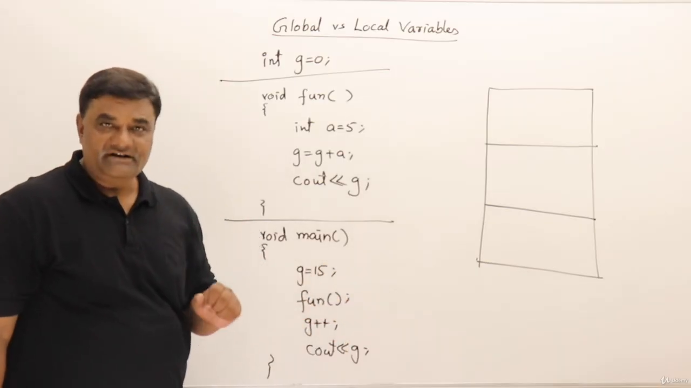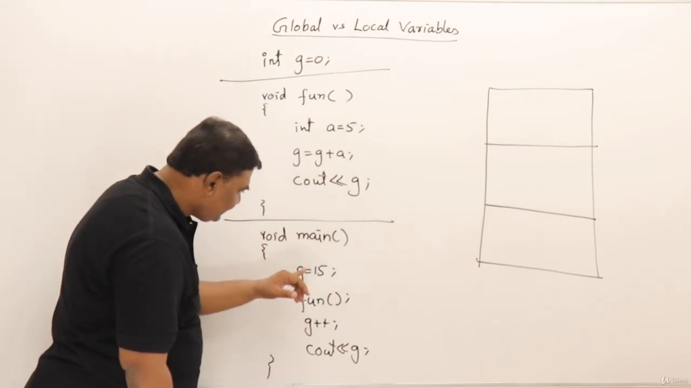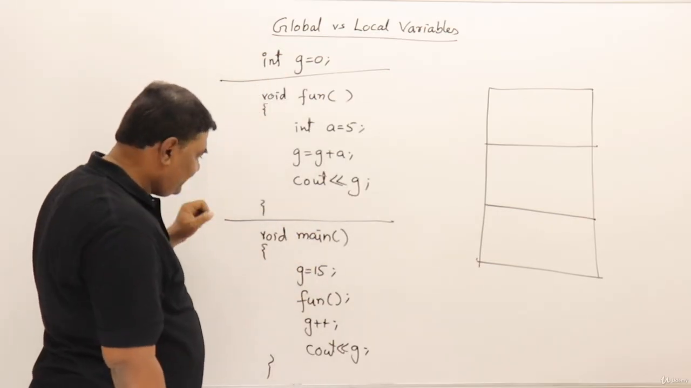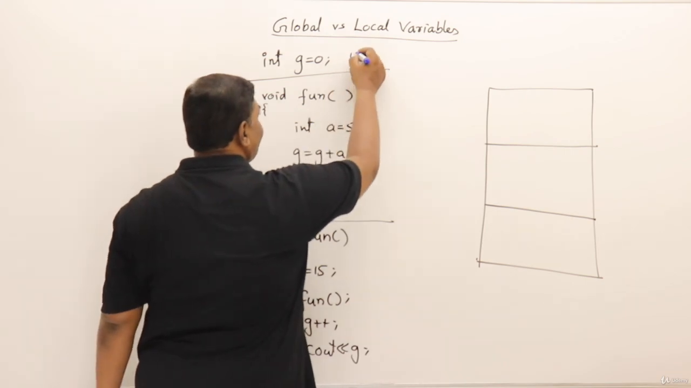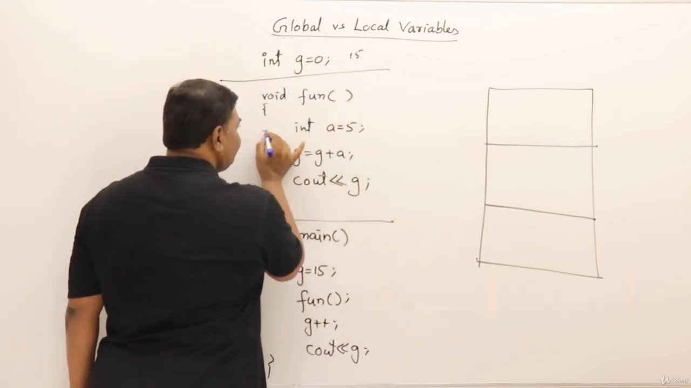These are global variables. Then if I continue reading this one, g assign 15. So this variable is becoming 15. Okay, it is 15 now. Then call function fun. int a. What is this variable?